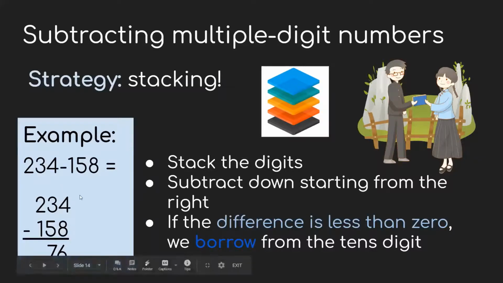14 minus 8, which is equal to 6. Now we move on to the tens digit. Remember that this 3 turned into a 2, so now we have 2 minus 5, which is once again less than 0, so we're going to have to borrow from the 2 in the hundreds place. This will turn the 2 in the hundreds place to a 1, and the 2 in the tens place to a 12. Then we have 12 minus 5, which is equal to 7, and with the 1 in the hundreds place minus 1 giving 0, our final answer is 76.